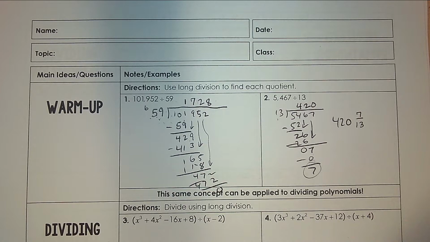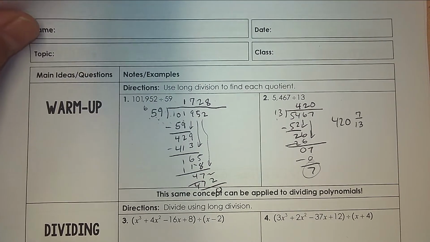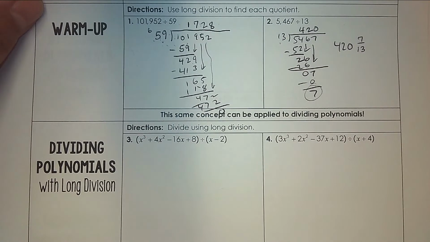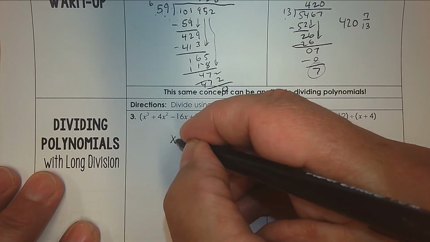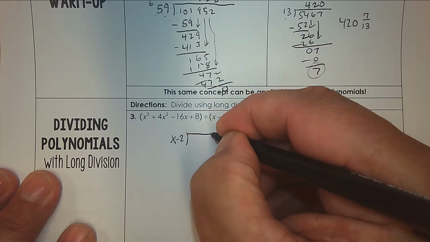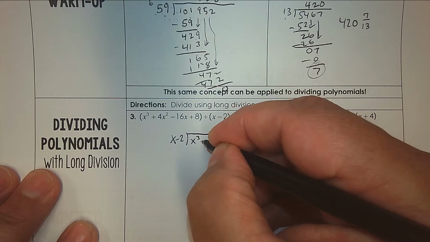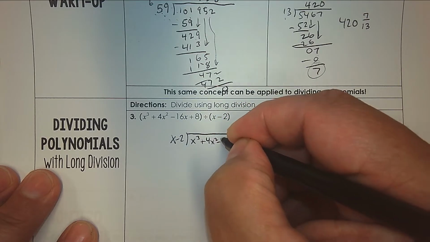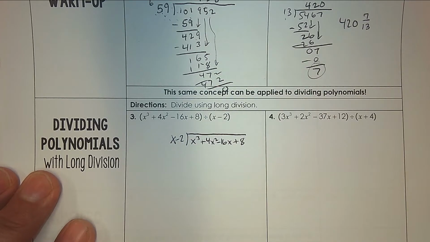All right, now we're going to use this similar technique to do long division with polynomials. So let's go. x minus 2 is on the outside of the house. Underneath will be the polynomial x cubed plus 4x squared minus 16x plus 8. So there's the setup.